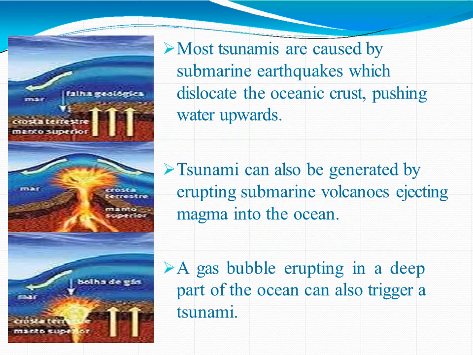So let's move to more explanation. Most tsunamis are caused by submarine earthquakes which dislocate the oceanic crust, pushing water upwards, as we can see in the figure. Tsunamis can also be generated by the eruption of submarine volcanoes ejecting magma into the ocean. That means it can also be caused by volcanoes under the sea. Gas bubbles erupting in a deep part of the ocean can also trigger a tsunami. Gas bubbles can be natural gas located inside or under the earth's crust. So these all can cause tsunamis.